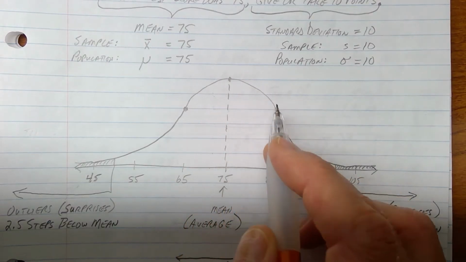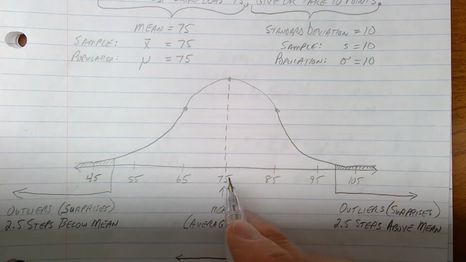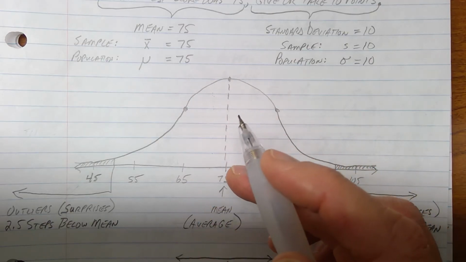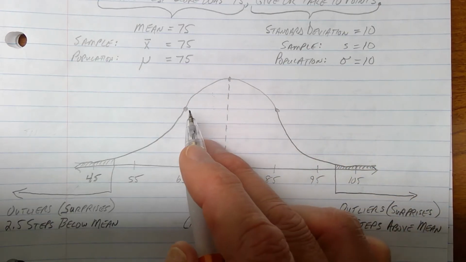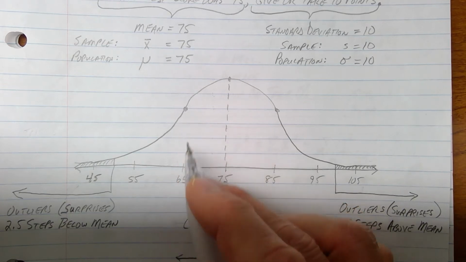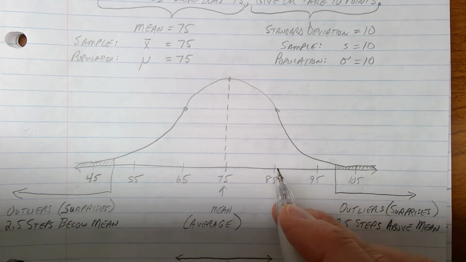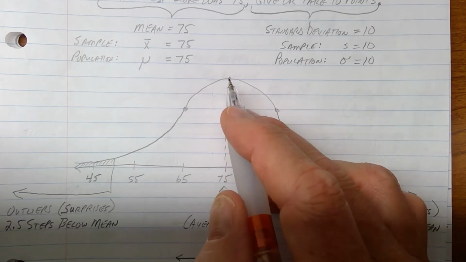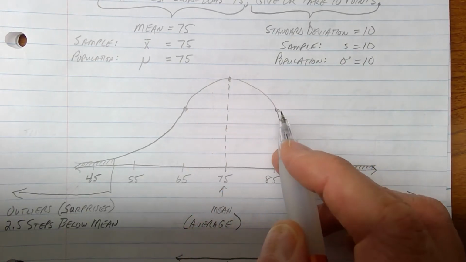Now the tallest part of the curve, this is where most of the people are. So most of the people are really close to 75 on this test. 65 is a little lower, so fewer people scored 65 and fewer people scored around 85. Most of the people scored 75. That's the highest part of my curve.